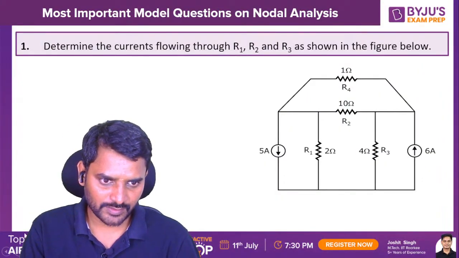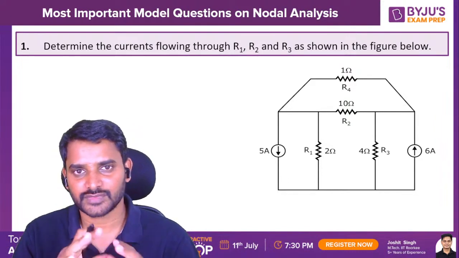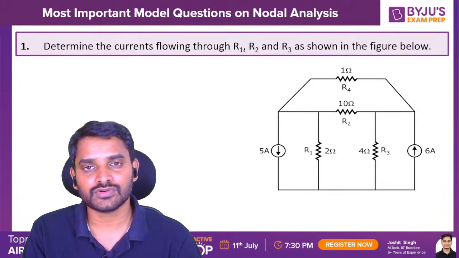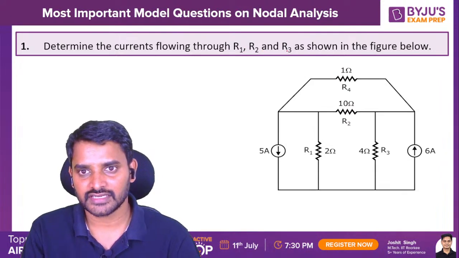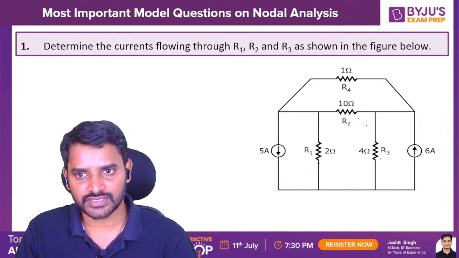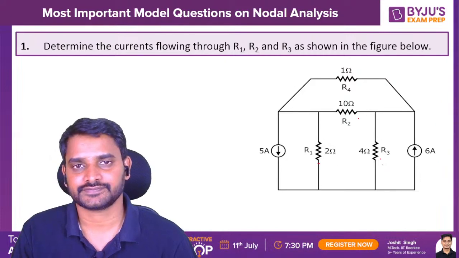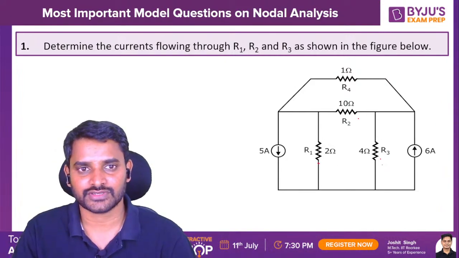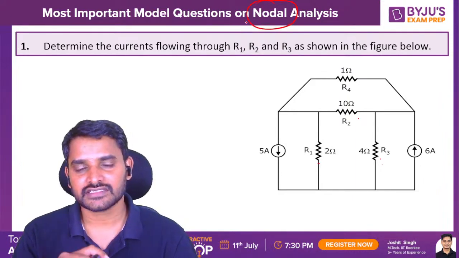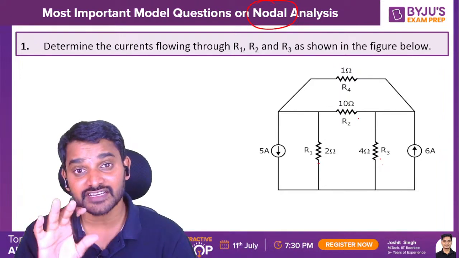Right, so let's quickly move on to the session. This is the question I have got, so try to solve the question along with me. The question is: determine the currents flowing through R1, R2 and R3 as shown in the figure below. I've got R1 here, R2 here and R3 here. So he's asking for the currents flowing through those resistors. He did not mention R4, that's fine, no issues. Right, so if you want to adopt nodal analysis, first you need to identify the principal nodes.